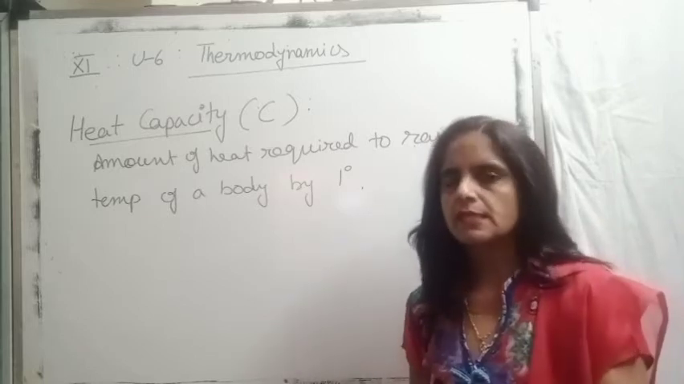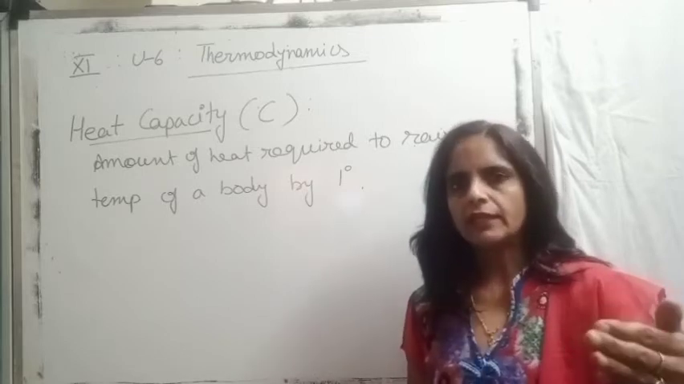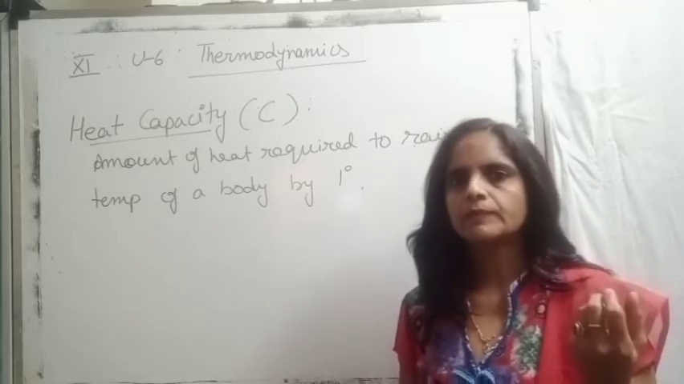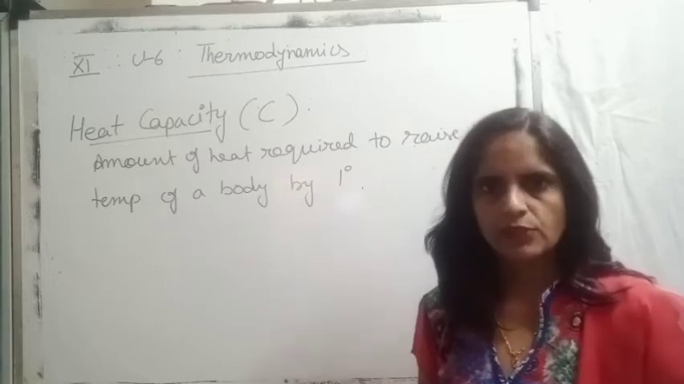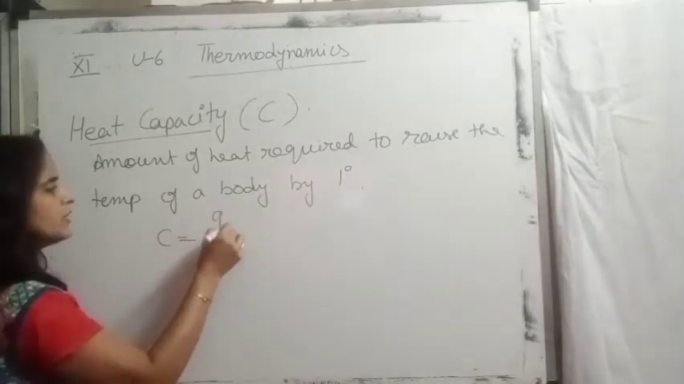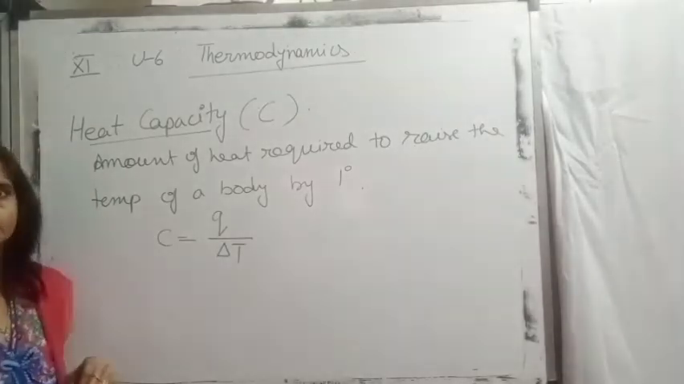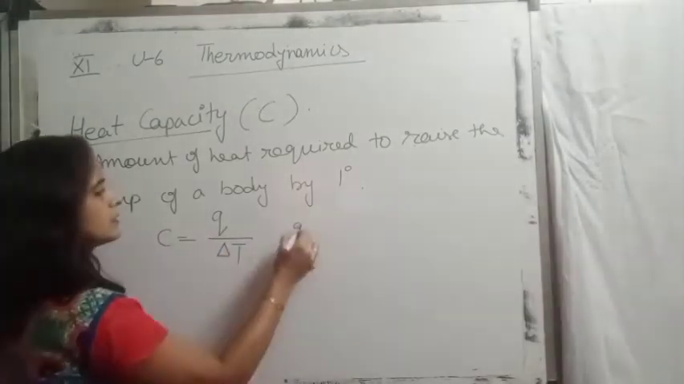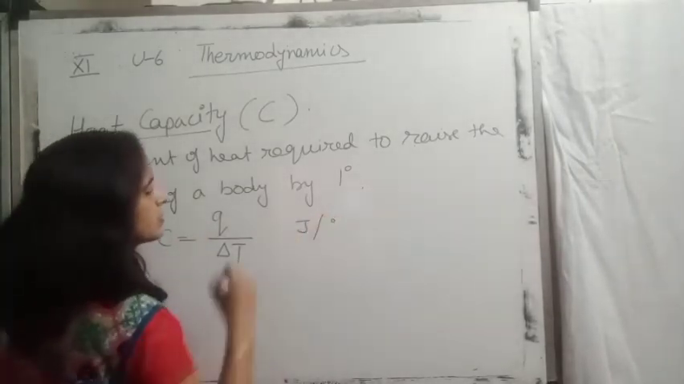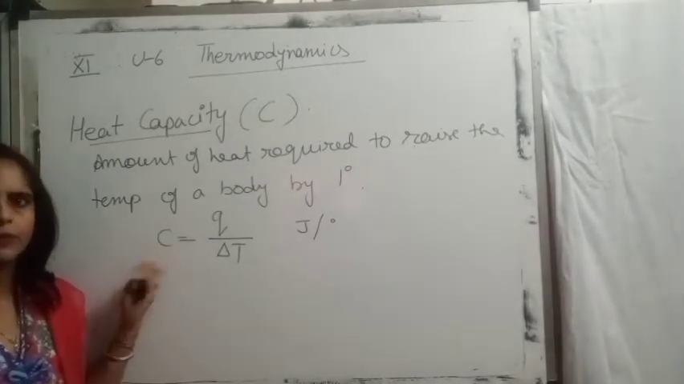It means any substance is given to me and I want to change its temperature only by 1 degree. So for that 1 degree rise in temperature, how much heat is required? That is termed as its heat capacity. So the formula of heat capacity, C, equals the amount of heat required divided by the change of temperature. So the unit will be heat, that is joule, per degree.